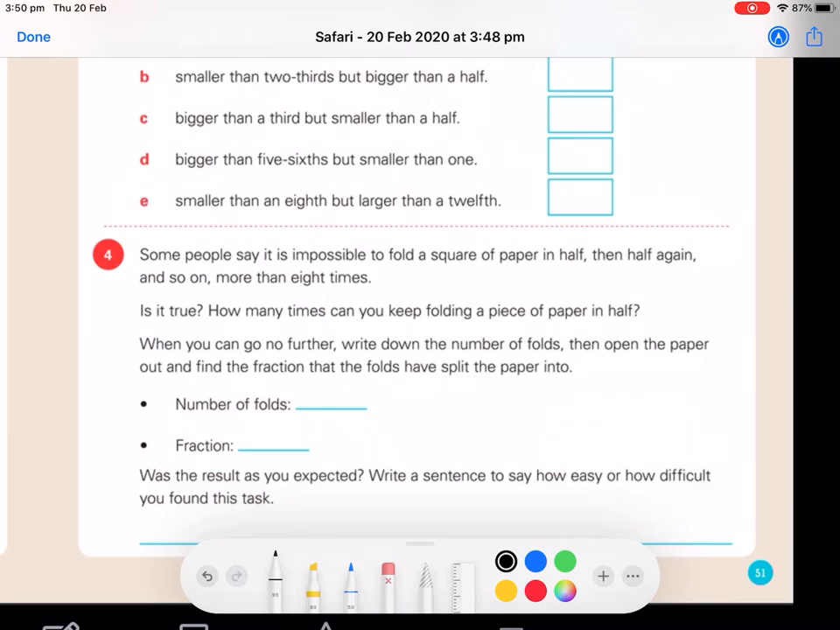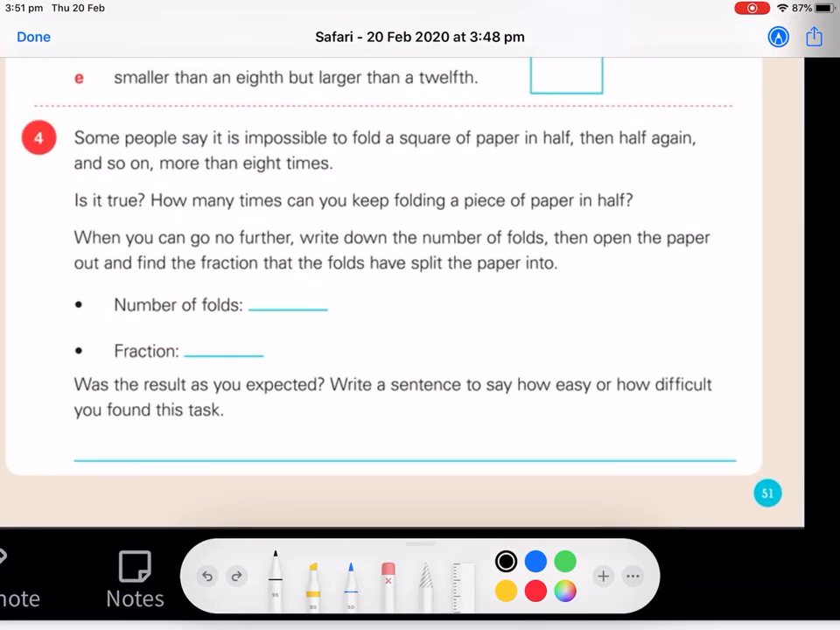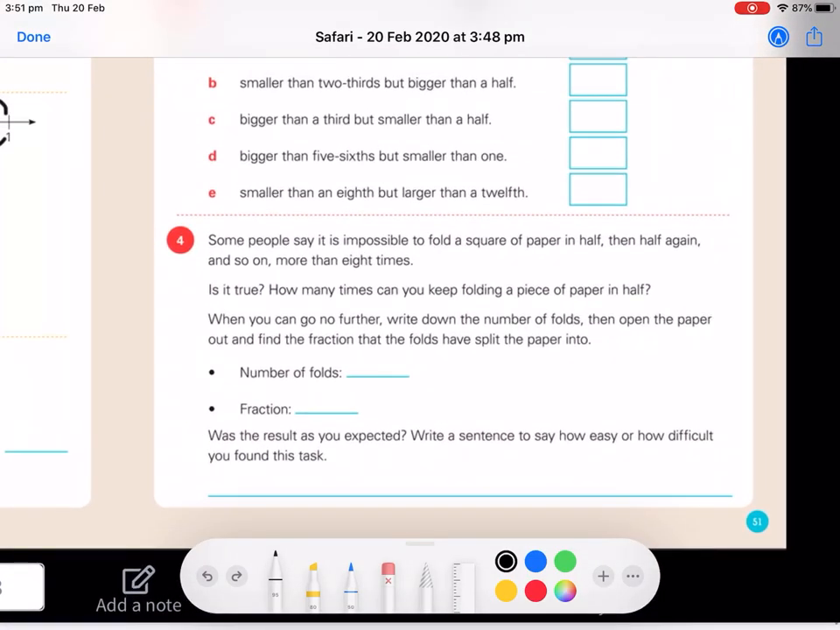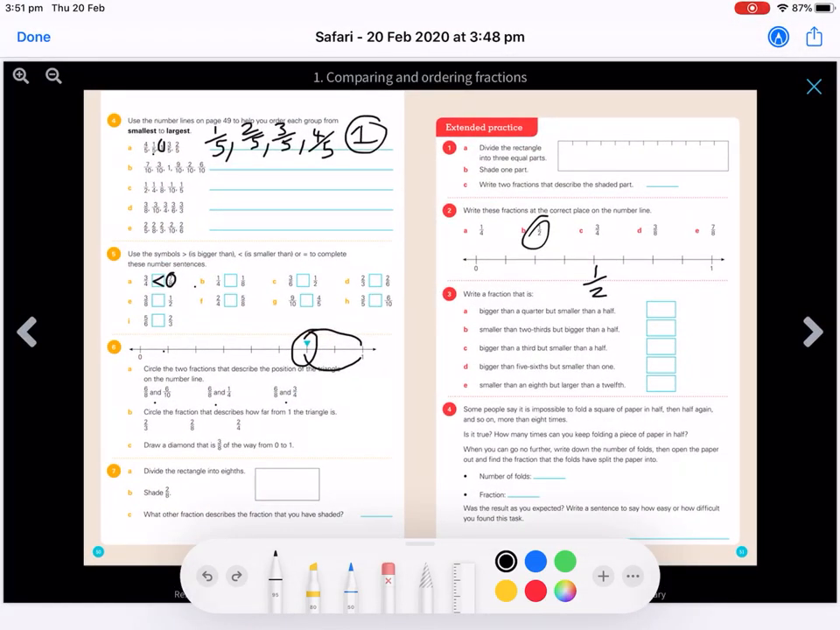When you can go no further, write down the number of folds, then open the paper out and find the fraction that the folds have split the paper into. So if you've got 30 folds or something like that, you're going to have a fraction of something over 30, all right? Was the result as you expected? Write a sentence to say how easy or difficult you found this task.